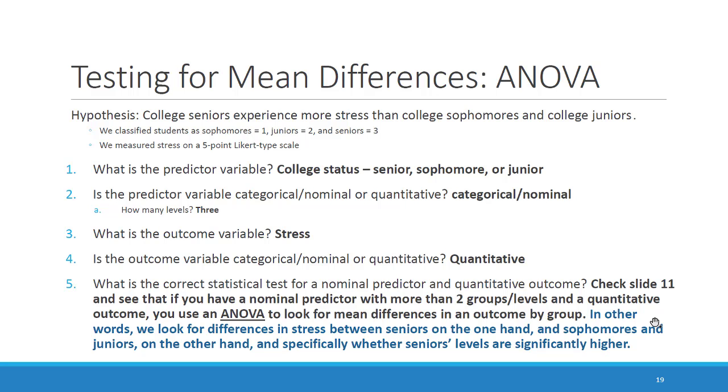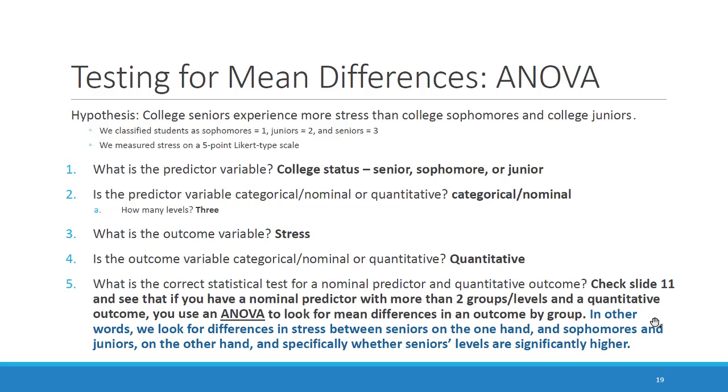Let's talk about another example now. This hypothesis is that college seniors experience more stress than college sophomores and college juniors. We classified students in terms of our predictor variable as sophomores equals 1, juniors equals 2, seniors equals 3, and we measured stress on a 5-point Likert type scale.